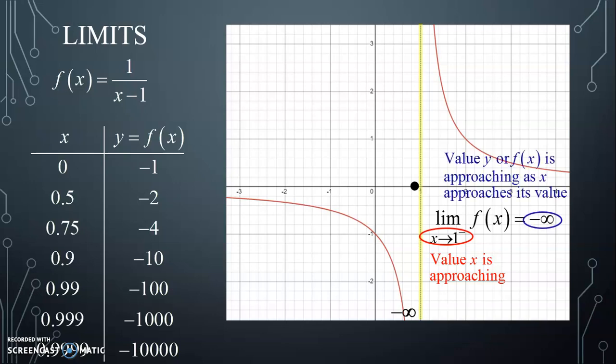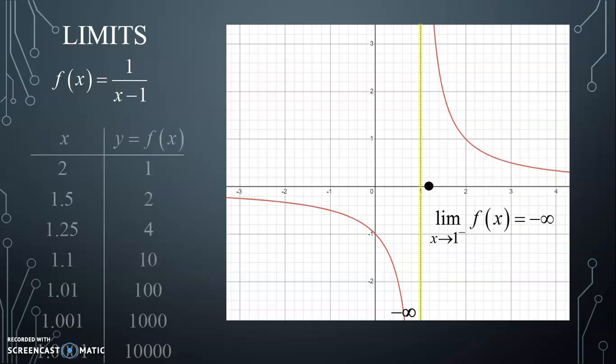Now the output of the limit gives the value that y approaches as x is approaching its value, which in this case, to the left side of 1, y was approaching negative infinity. So in that case, the limit of f of x when x is approaching 1 from the left is equal to negative infinity. Now the same way I approached 1 from the left, I could have approached 1 from the right.